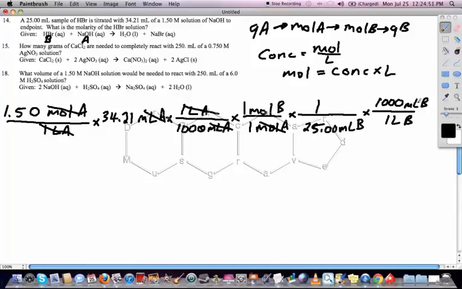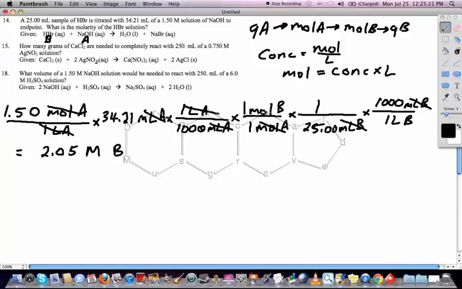And you can see that that will allow me to cancel the millilitres. And what I've got now is moles of B over litres of B. Now when I do all the math here and multiply everything out, I'm going to come out with 2.05 moles per litre of B. So there's the answer for that one. So that's for 14.